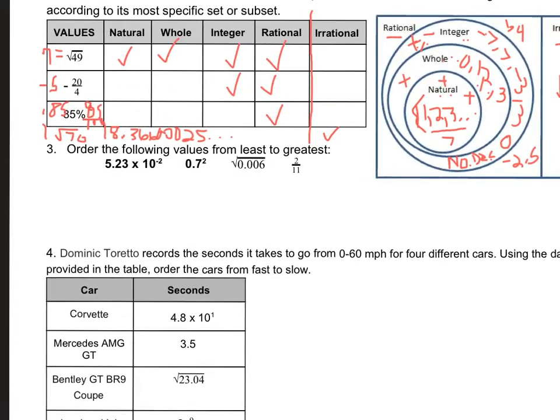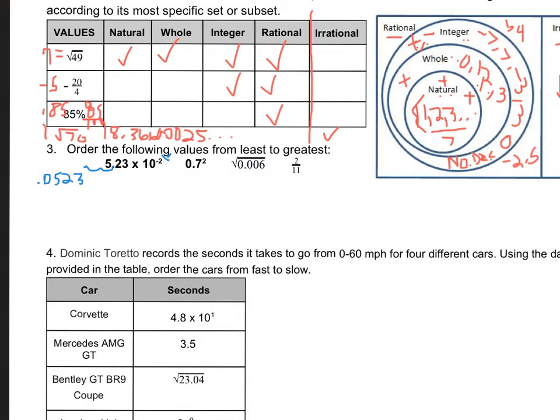Now, we're going to order the following from least to greatest. So it's important that you remember how to convert your scientific notation as well. That -2 tells me I'm dealing with a very small value. So that means I'm going to have to move my decimal 2 places to the left. So this first value is 0.0523.